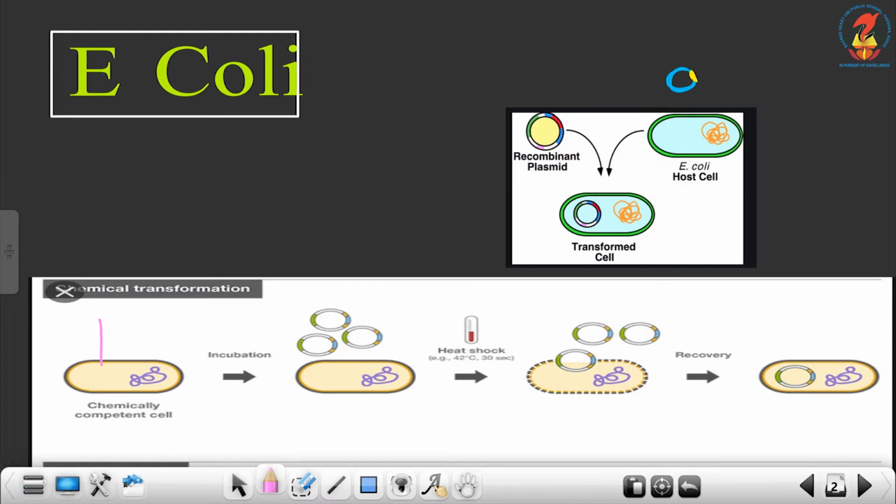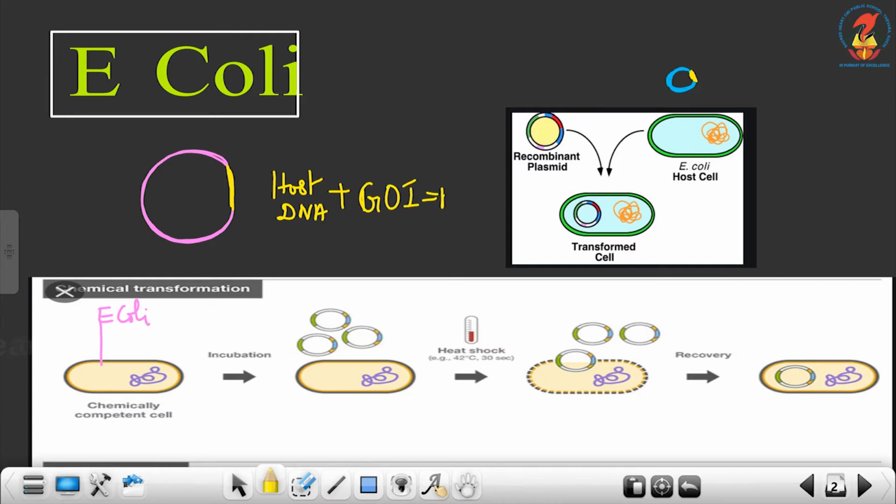So, this is the representation of E. coli, which is the preferred host in biotechnological experiments. Now, we have reached a stage in which the rDNA is formed, and as I told you, rDNA is the host plasmid DNA along with the gene of interest. So, host DNA plus gene of interest is called our rDNA.